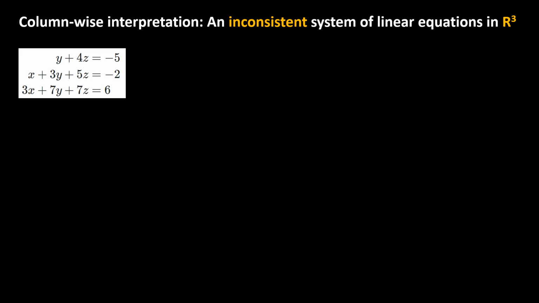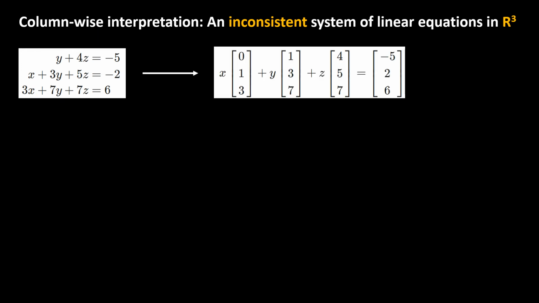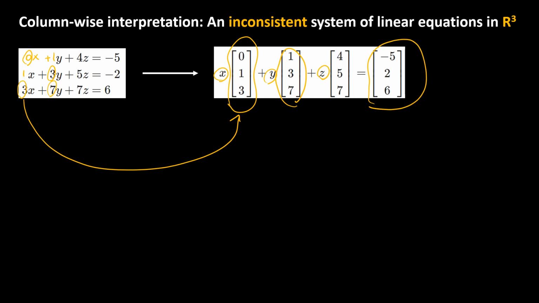Now consider the column-wise interpretation in R3 for the previous system that we were dealing with. By looking at the system, we can get these coefficient vectors. For example, we have 0 times x plus y, so we have 0, 1, 3, and 0, 1, 3 is going to be here. And similarly, we have 1, 3, 7, so we have 1, 3, 7 here. We want to find x, y, z such that this vector equality holds.